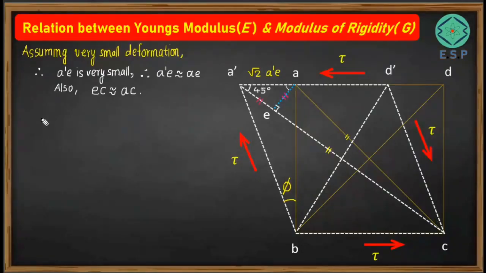So let's do that first. Therefore, strain, linear strain in the diagonal. So I'm taking diagonal AC, friends. That was the initial condition. So that is equal to change in length upon original length. So what is change in length, friends?